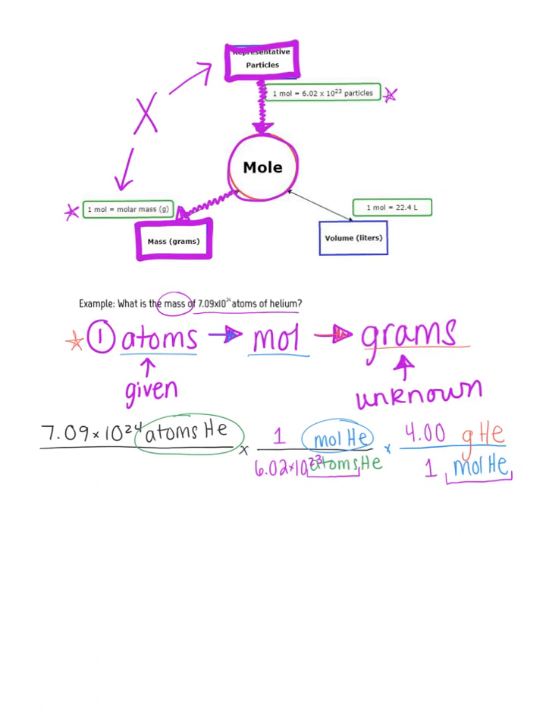Now, to figure out the actual answer to this problem, remember that we multiply what's in the numerator, so 7.09 times 10 to the 24th times 4, and then we divide by what's in the denominator. So 7.09 times 10 to the 24th times 4 divided by 6.02 times 10 to the 23rd. Once we plug that into the calculator, the final answer that you should get, rounded to 2 decimal places, is 47.11. Then remember your units, which is what you're looking for: grams of helium.